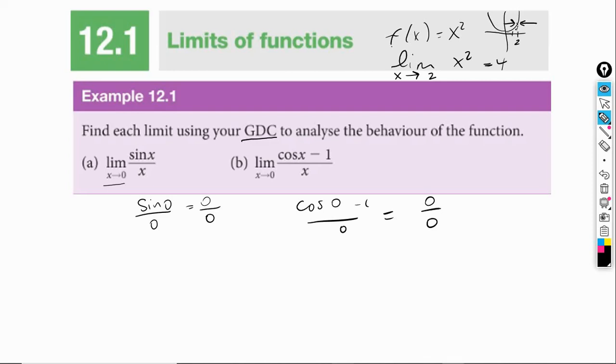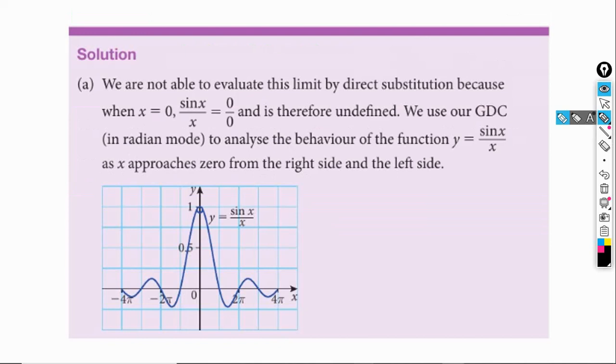So what we have to do is analyze the behavior of these functions by studying the graph, and that's what we're going to do. So here we have the solution to letter A. And as we said before, when x equals 0, we're not really able to evaluate the limit by direct substitution because we get this and it's undefined.